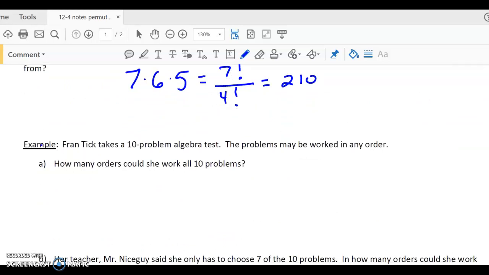Fran Tick takes a 10-problem algebra test. Problems may be worked in any order. How many orders could she work all 10 problems? Well, since she's answering all 10, we know that there would basically be 10 factorial ways that she could answer the test. That's 3,628,800 total ways.